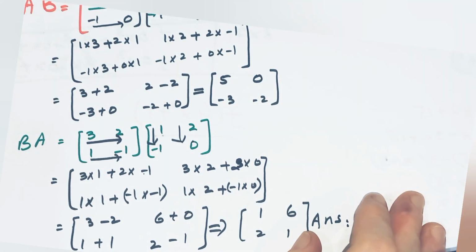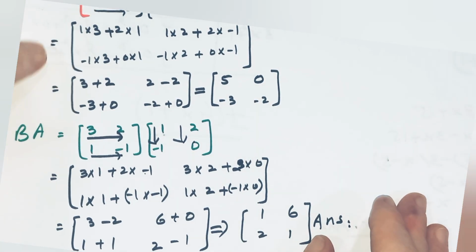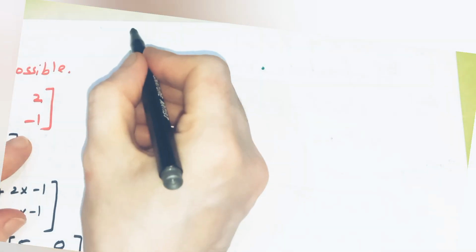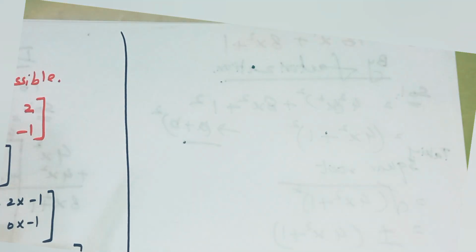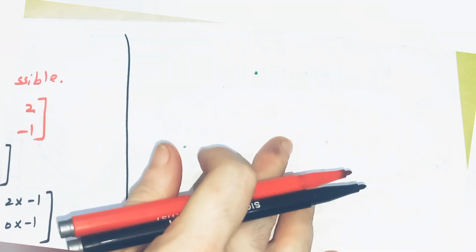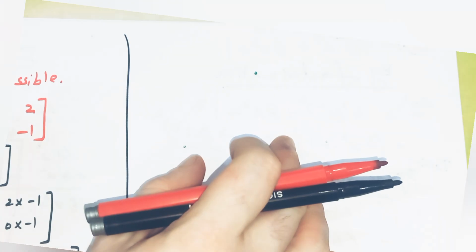All right, the next question is question number 2, that is also AB and BA. The matrix values are changed, so we write here the matrix, question number 2.